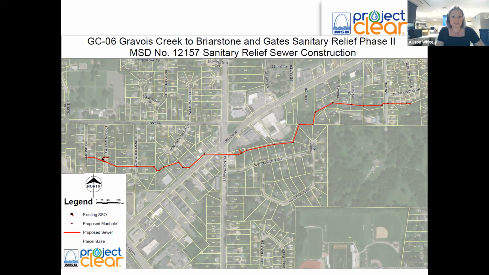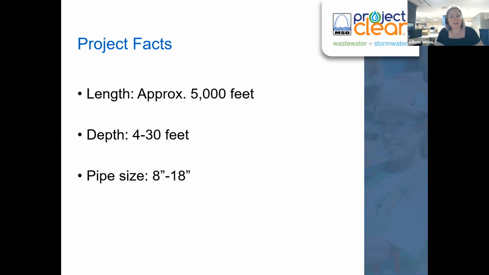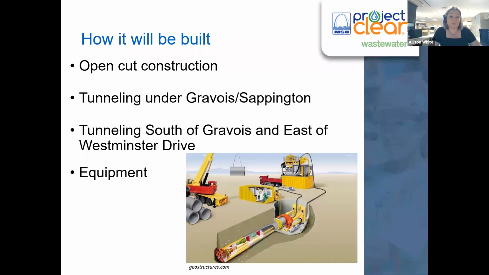But if you want to go on to the next slide, some general facts about this alignment is that it's approximately 5,000 feet in length, and it varies in pipe diameter from about 8 to 18 inches. Now, the depth of this sewer significantly varies throughout the upstream to downstream end. It can be as shallow as 4 feet or as deep as 30 feet. And the reason being is there is a fairly significant grade change from the upstream to downstream end. And we're also going to be removing and replacing a lot of this sewer in place. So we're working with an existing sewer that's fairly deep as well. So all of those things come into play as we work towards the final design.